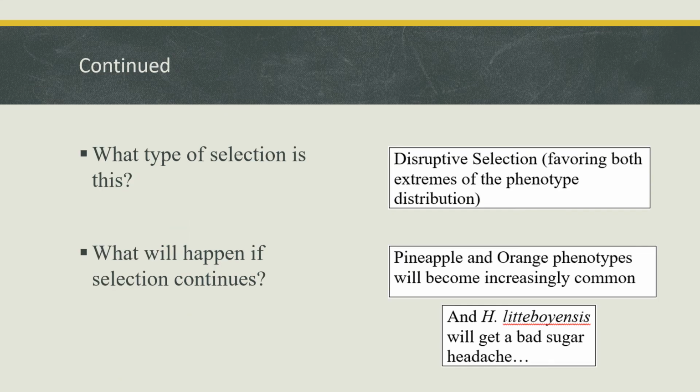This is an example of disruptive selection, as the extremes of the distribution are favored over the middle, and if selection continues, the homozygous genotypes will become more common and Homo littleboyensis will probably get a bad sugar crash.